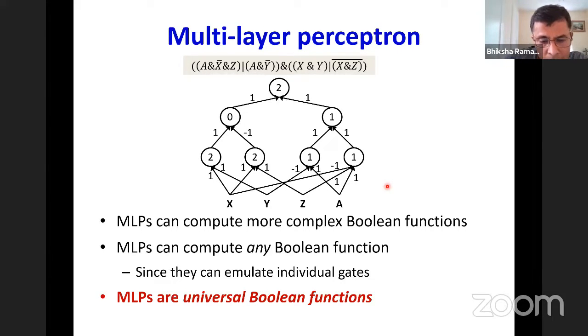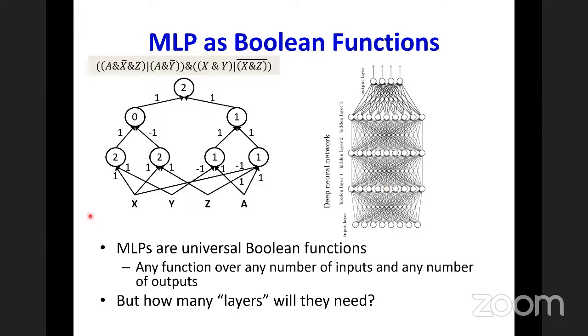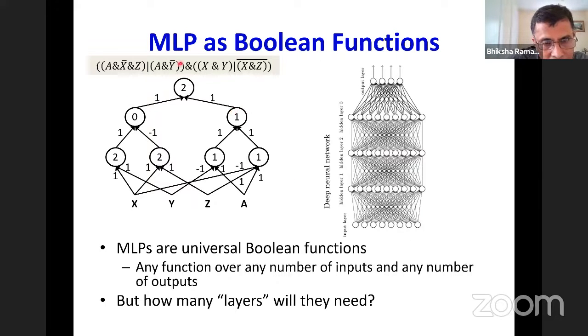So MLPs are what are called universal Boolean functions. You give me a Boolean function, I can compose a multi-layer perceptron which computes it. But then here is the question, right? You see this hideous function to the left? It's a pretty ugly function. To compute this function, my network requires 3 layers. The first layer, which is this guy here, and then the second layer here, and the third layer here. There are 2 hidden layers, right?